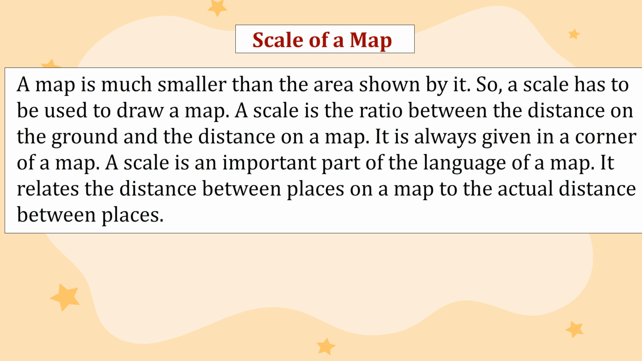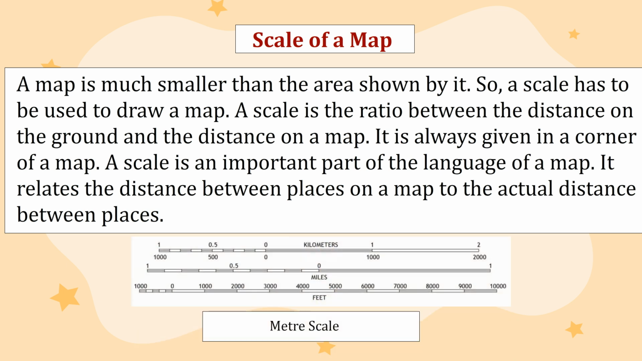Scale of a map. A map is much smaller than the area shown by it. So, a scale has to be used to draw a map. A scale is the ratio between the distance on the ground and the distance on a map. It is always given in a corner of a map. A scale is an important part of the language of a map. It relates the distance between places on a map to the actual distance between places. Meter scale. Kilometers. Miles. Feet.